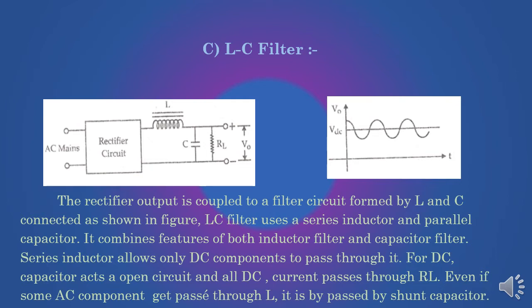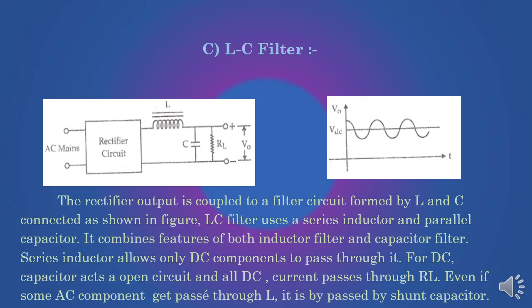As seen in the figure, the rectifier output is coupled with the filter circuit formed by L and C, where the inductor is in series and the capacitor is in parallel with the load resistance RL. As we know, the inductor does not allow the AC component to pass through it, and if some of the component gets passed through, then it gets discharged through the capacitor C.